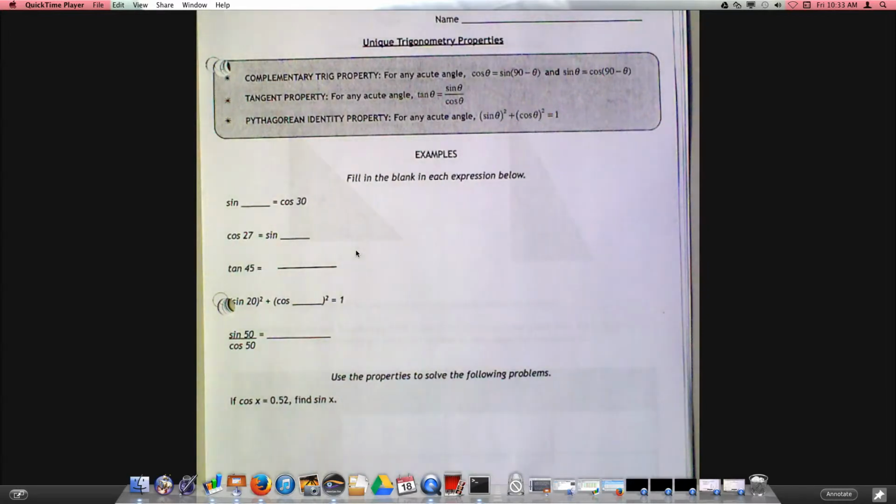I'm going to lead you to some shortcuts that have to do with trig, some ways that you can get from cosine of one angle to sine of another angle or vice versa. Okay? And the first one is called the complementary trig property. Now this looks really confusing to write out on paper, so I want us to think about what we did yesterday.